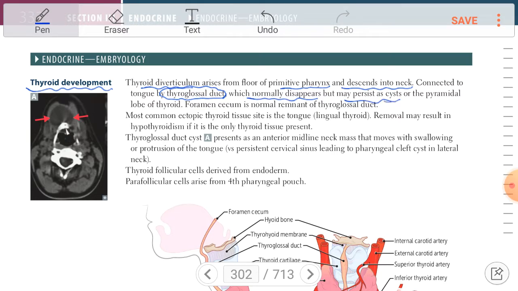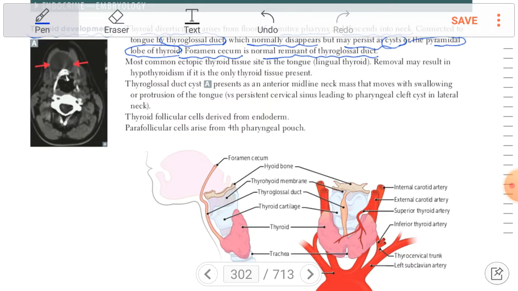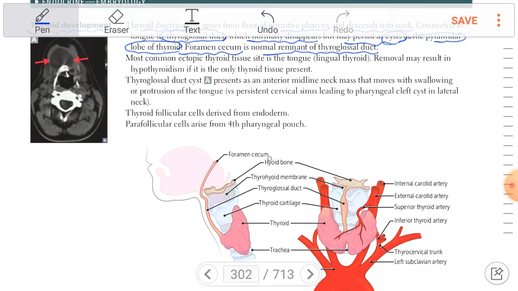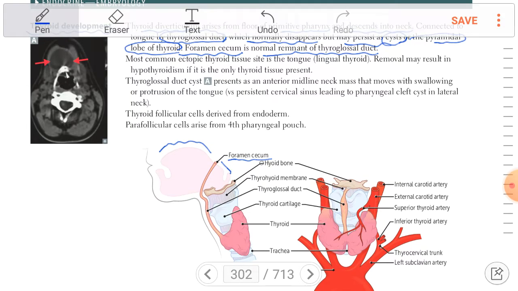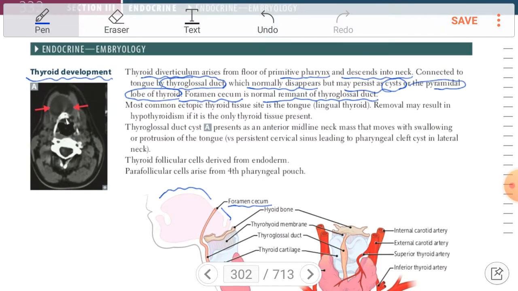It will persist as what? As a cyst or the pyramidal lobe of the thyroid. So we have something here called the foramen cecum. What is the foramen cecum? It's the remnant of the thyroglossal duct. So we can see here the foramen cecum between what? Between the anterior 2/3 of the tongue and the posterior 1/3 of the tongue. So here we have the foramen cecum, which is normally found as a remnant of the thyroglossal duct.